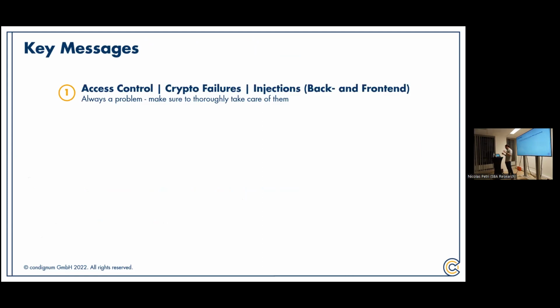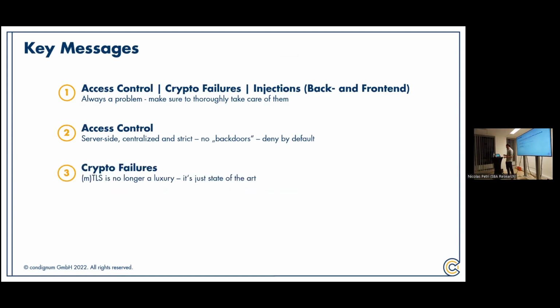Okay, key messages. Number one, we talked about three different types of vulnerabilities that have always been a problem in the last 20 years until now. So please, if you develop applications, make sure to really thoroughly take care of those problems or potential problems. For access control, make sure to always do it on the server side. Try to centralize it because it gets easier to manage, and be very strict. So no backdoors and deny by default.